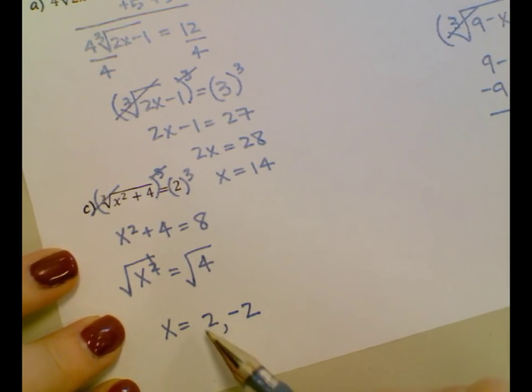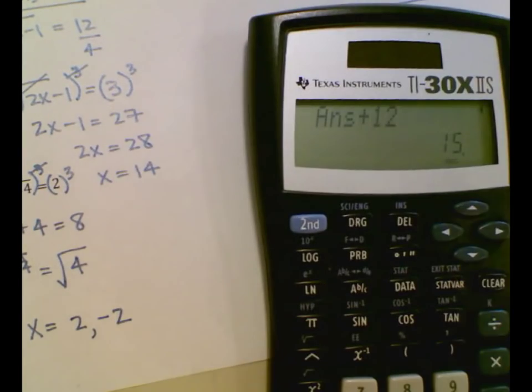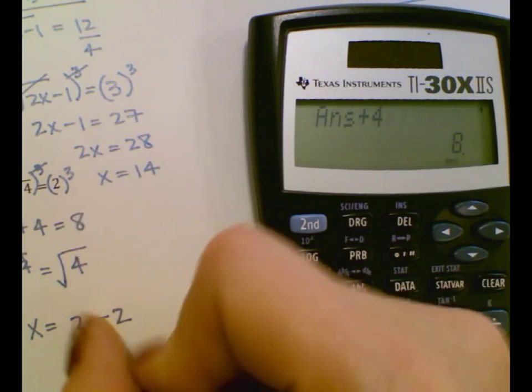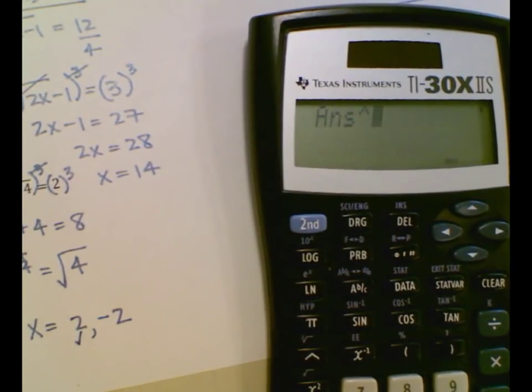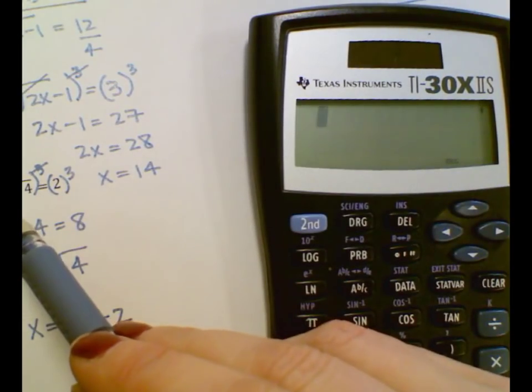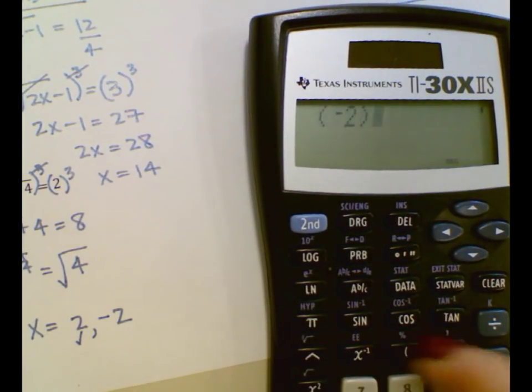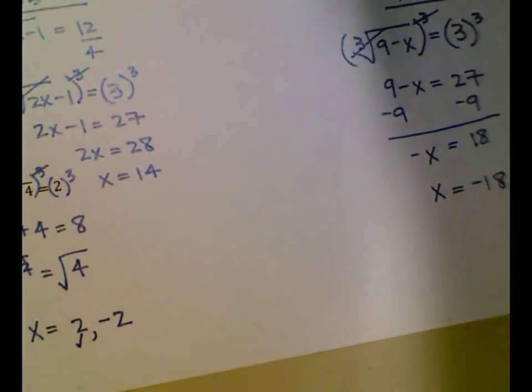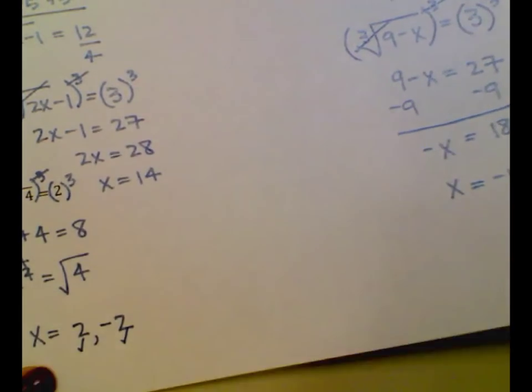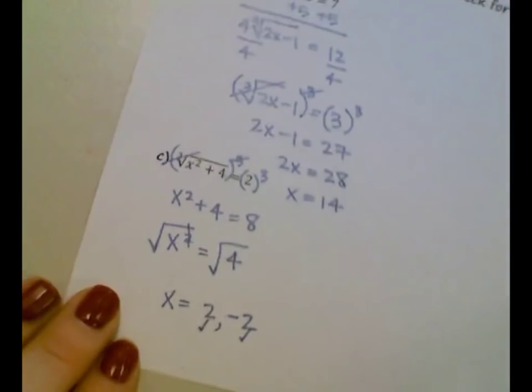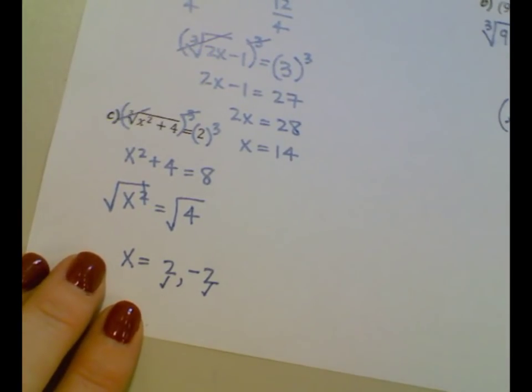Okay? Now, when we take the positive 2 and we put it back in, let's see. 2 squared plus 4. That is 8. The cube root of 8 is 2. So are we right? Yep. So that one works. Now let's put in the negative 2. When you put something into a squared, you need to make sure that it's in parentheses. So negative 2 squared plus 4 is also 8. And the cube root of 8 is 2. So that one works also. So down in here for the cube roots, there was no extraneous happening.